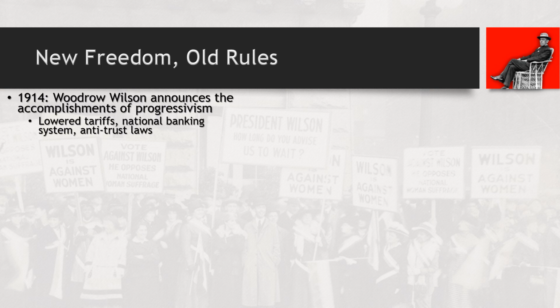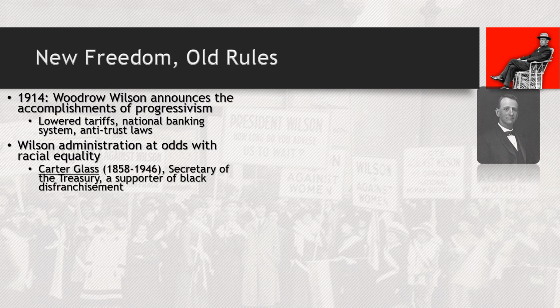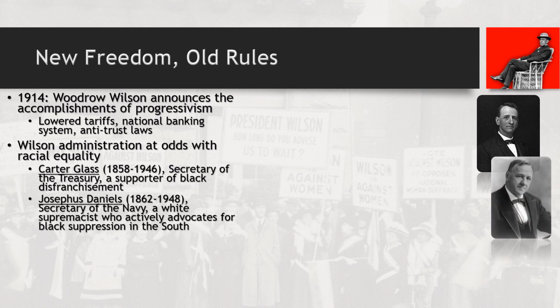Okay, of course, he has fulfilled a couple of his promises. Okay, national banking system, lower tariffs, the antitrust laws, and so forth. But the problem is when it comes to racial equality, Woodrow Wilson is almost directly opposed to it. Okay, still an unfortunate leftover of the Democratic Party from before the Civil War, at least at this point. Okay, for one thing, he's got a Secretary of the Treasury who is a supporter of black disfranchisement, a guy named Carter Glass. The Secretary of the Navy is an open white supremacist who advocates for black suppression in the South.